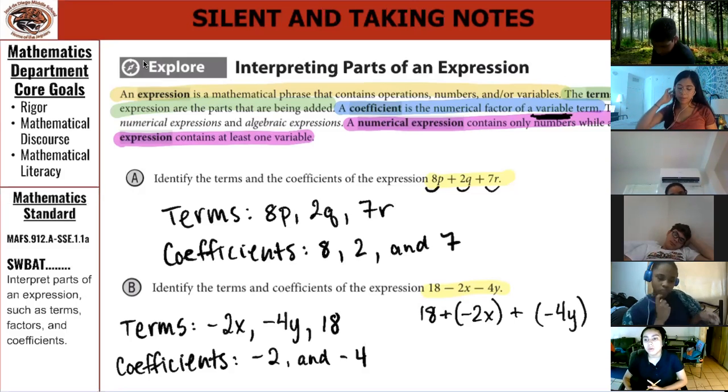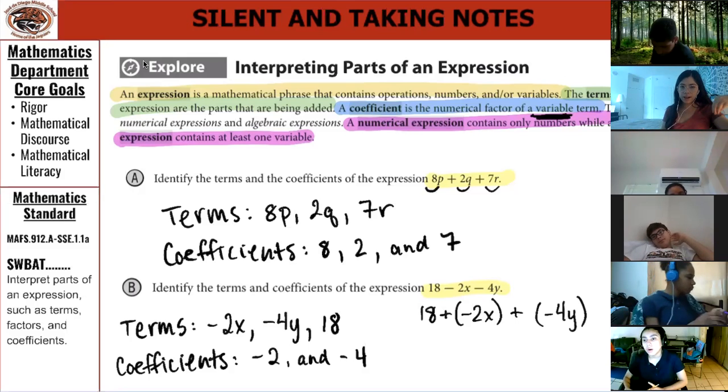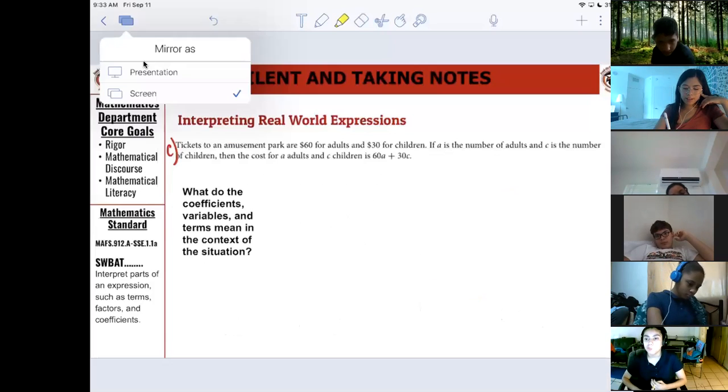So I'm going to read letter C out loud. Oh, did it not change? No. My bad. Y'all know how it is at this point. That's all we had to write.